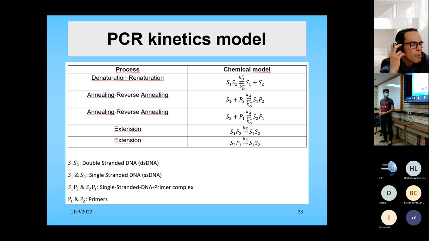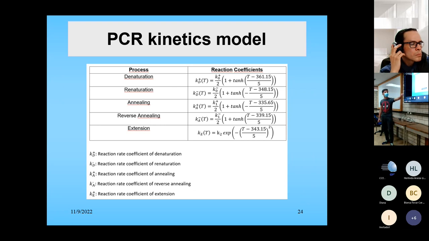S1 and S2, which are the double-stranded DNA, S1 and S2, which are the single-stranded DNA, S1P2 and S2P1, which are the complexes formed by the single-stranded DNA and the primers. P1 and P2 are the primers. Here we can see the chemistry model for each one of the processes. Here, the reaction coefficients are seen in the following table, for denaturation, renaturation, annealing, and reverse annealing.